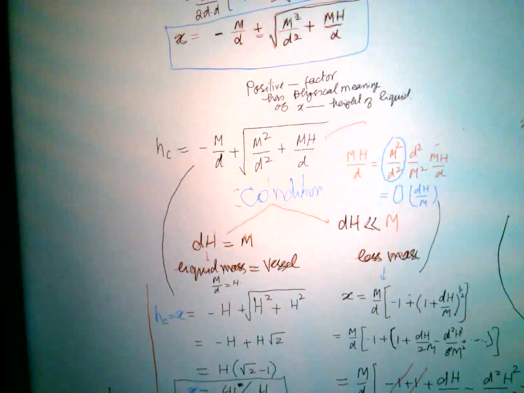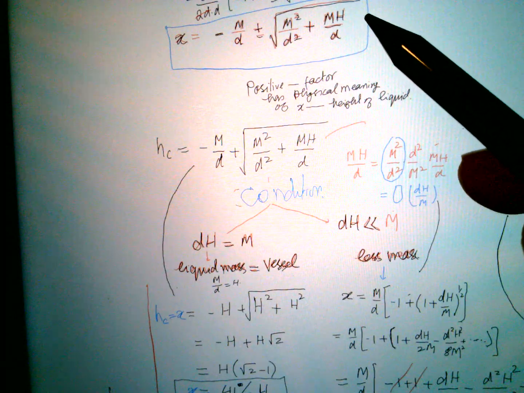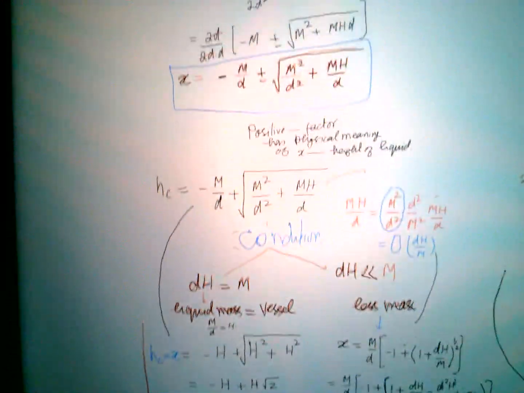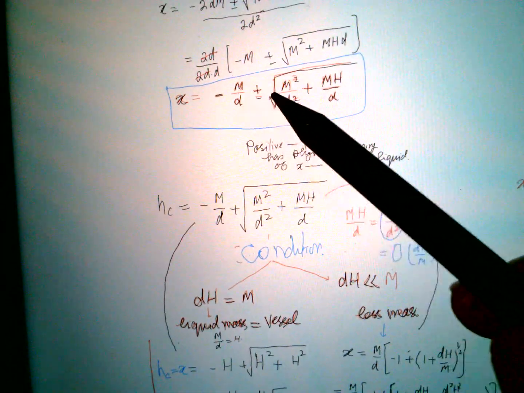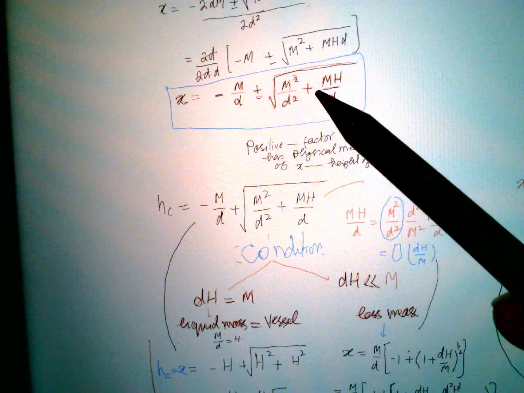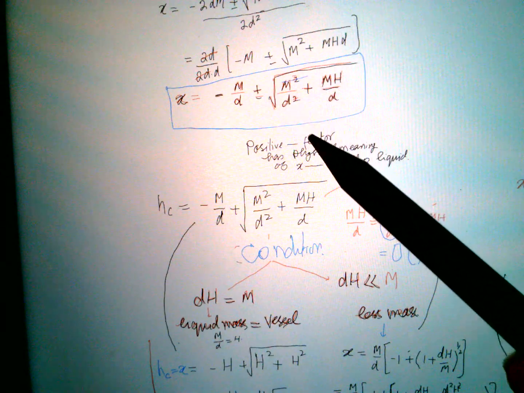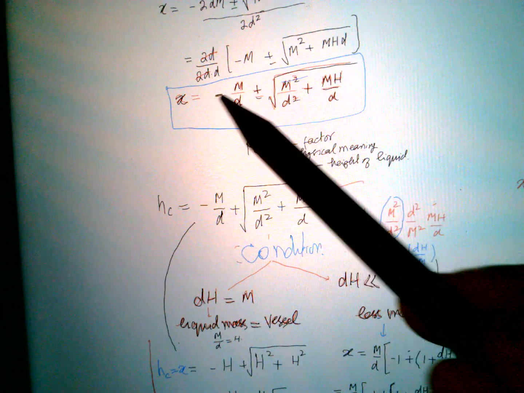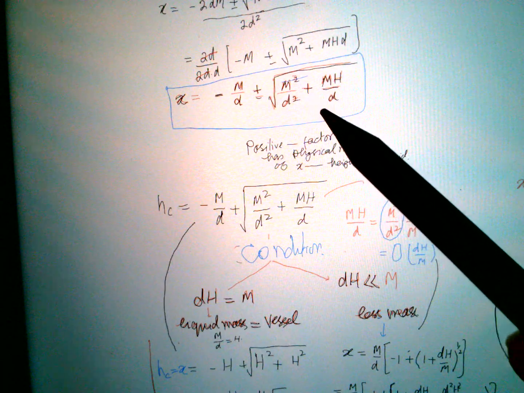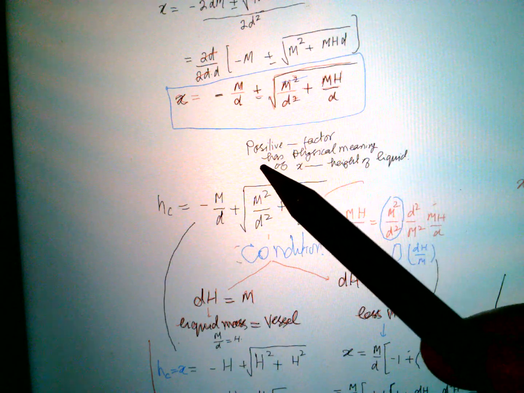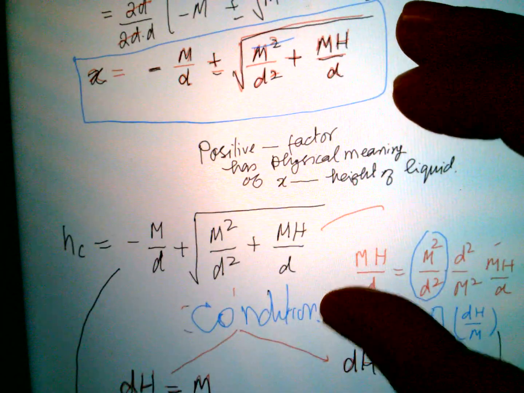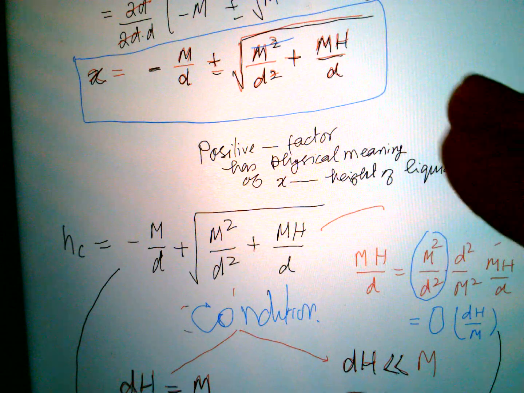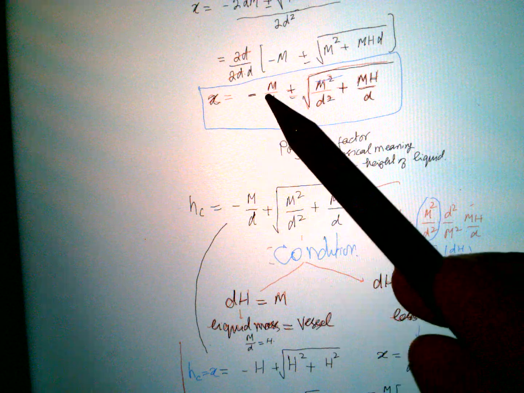Okay, now if we consider this one, start from this one, this is the root of this equation, which is equal to x equals m over d plus minus the square root of m square over d square plus mh over d. So we will take only the positive x. If you consider the negative, this will be negative. Negative x is not meaningful, so we will take only the positive factor. So it has a physical meaning of x. X is the height.